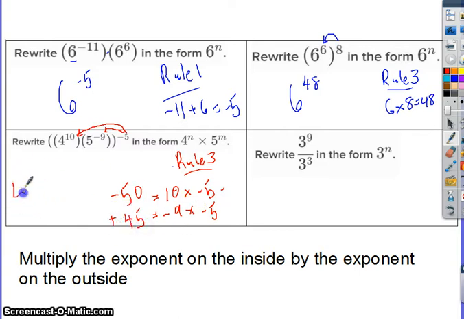So my final answer is 4 to the negative 50. 10 times 5 is 50. 5 to the positive 45, because 9 times 5 is 45.